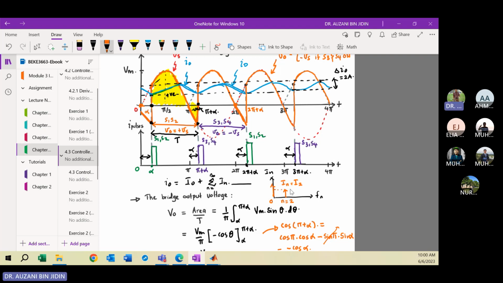Voltage or current, for one complete cycle of the source voltage Vs, from 0 to 2 pi, you can have two complete cycles of the output voltage or output current. So you can say your n will be 2. The first harmonic appears at n equals 2. Sorry, I2 or V2.